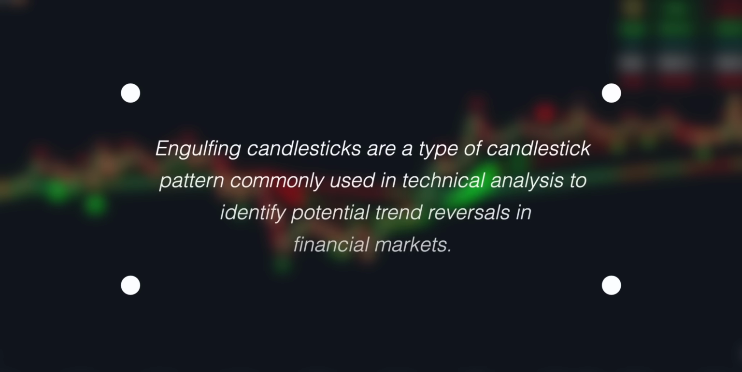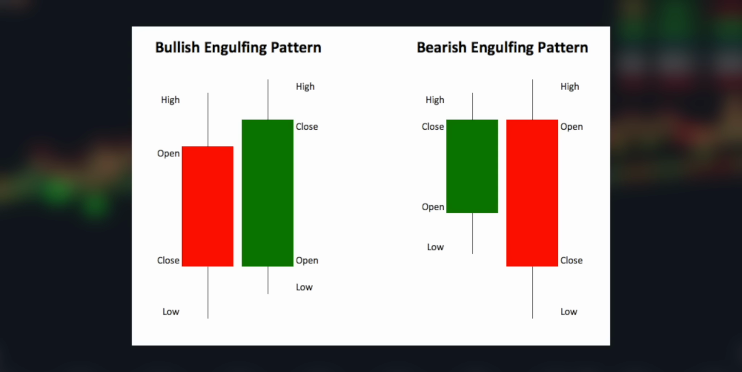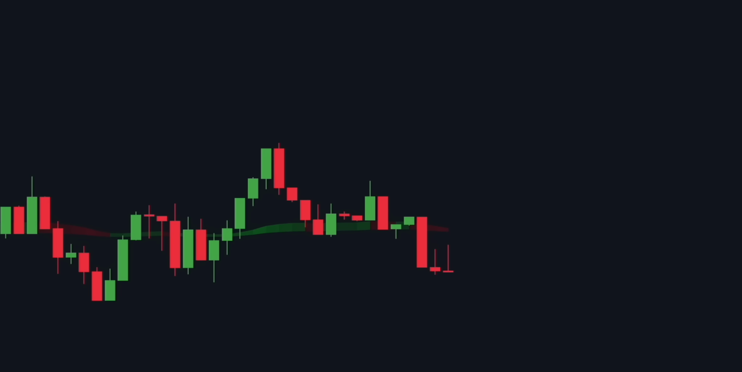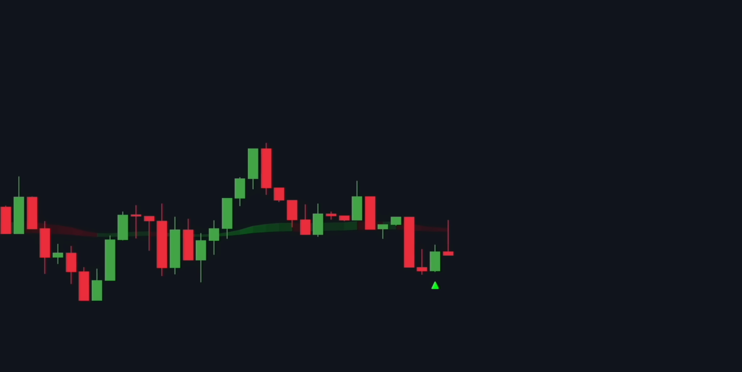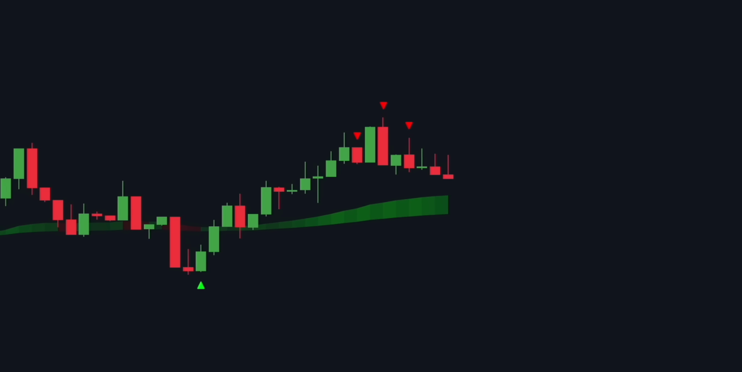Engulfing candlesticks are a type of candlestick pattern commonly used in technical analysis to identify potential trend reversals in financial markets. An engulfing candlestick pattern occurs when a small candlestick is followed by a larger candlestick that engulfs or completely covers the previous candlestick. In an uptrend, an engulfing candlestick pattern is formed when a small red candlestick is followed by a larger green candlestick, where the green candlestick's body completely engulfs the body of the previous red candlestick. This indicates that the buying pressure has increased and overwhelmed the selling pressure, potentially signaling a bullish reversal in the market.